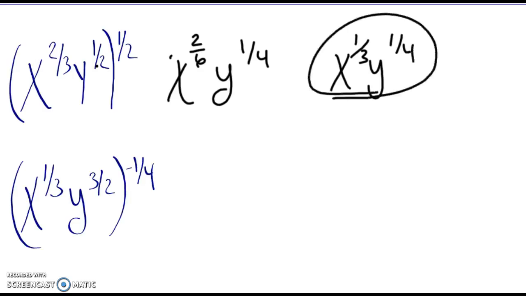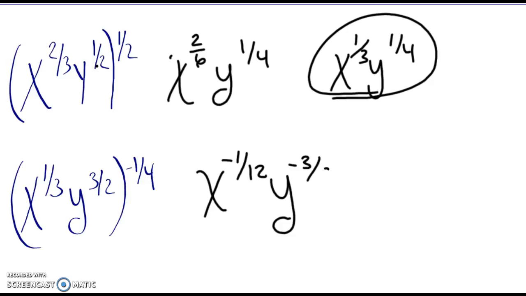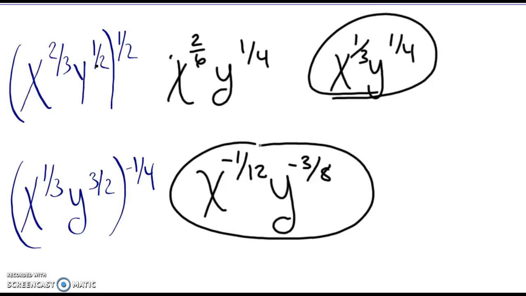Here, I still multiply in, it's just a negative. So I get x to the negative 1/12, y to the negative 3/8. Negatives are okay for now, and my fractions are reduced.